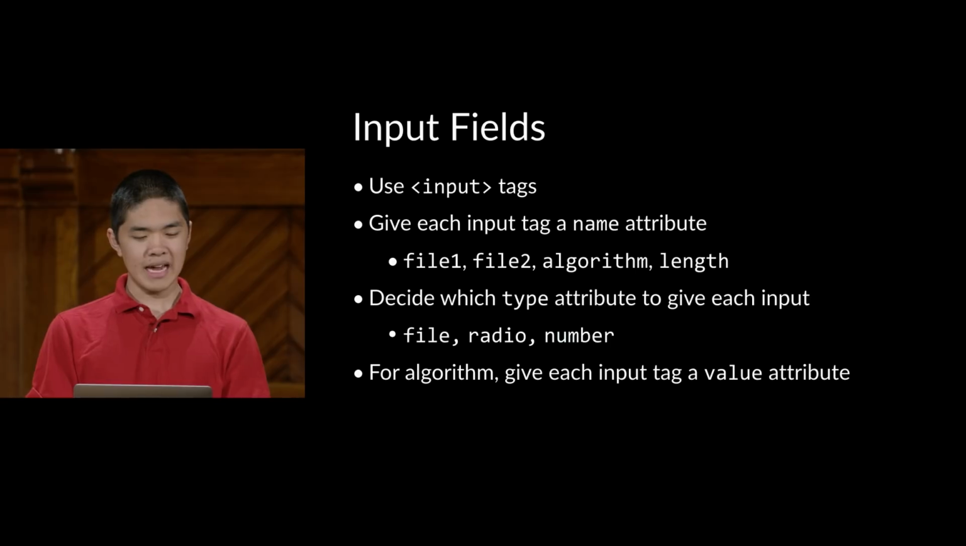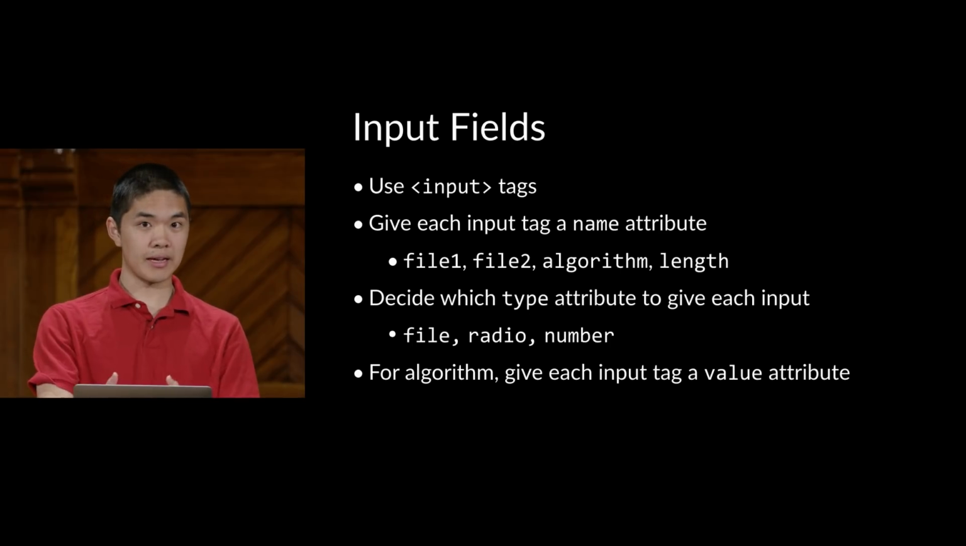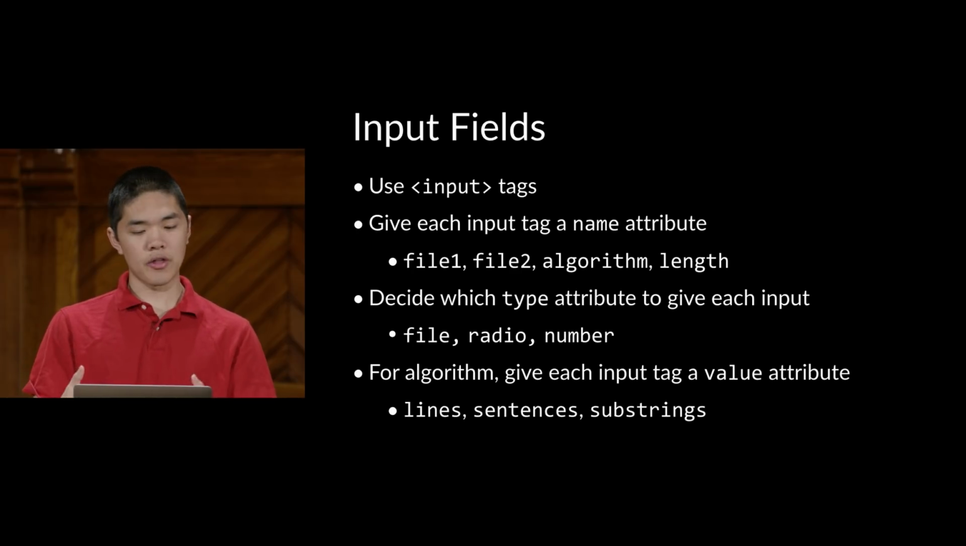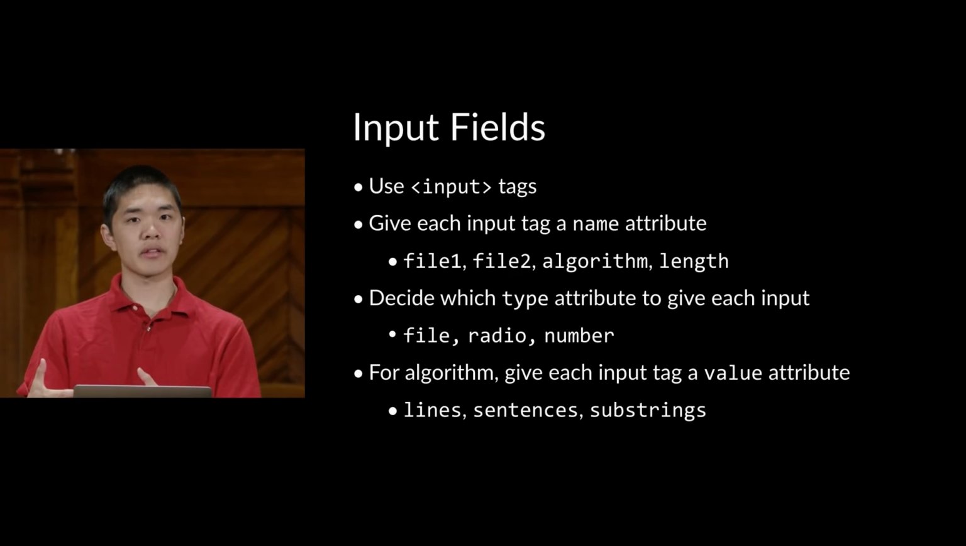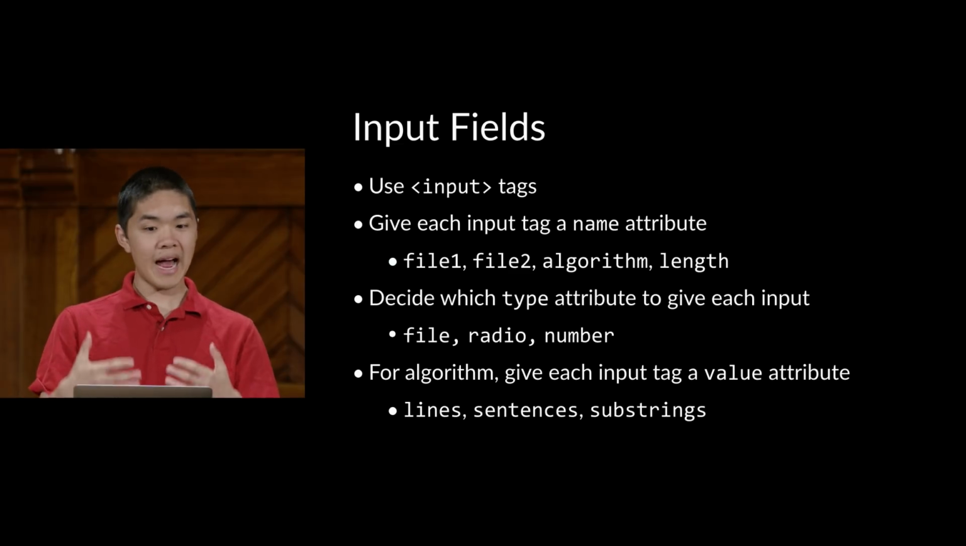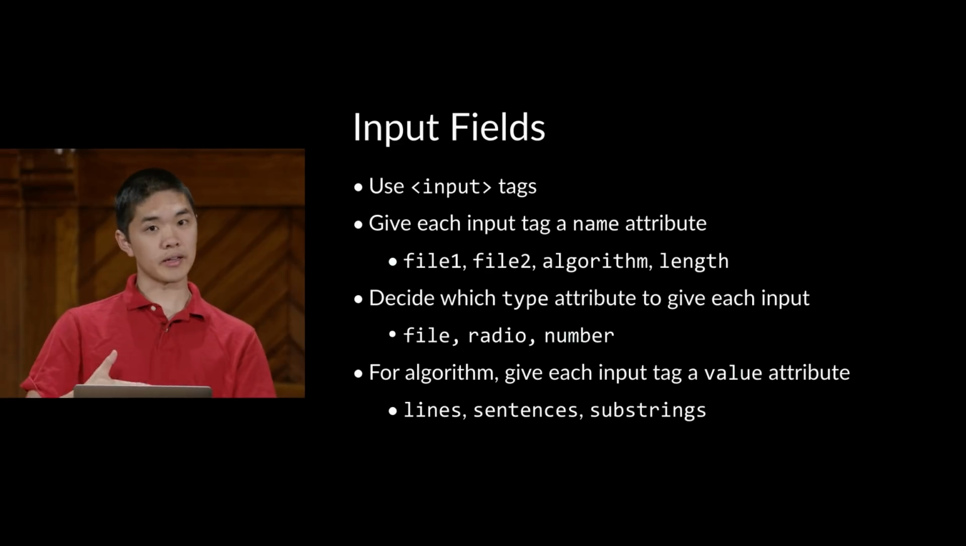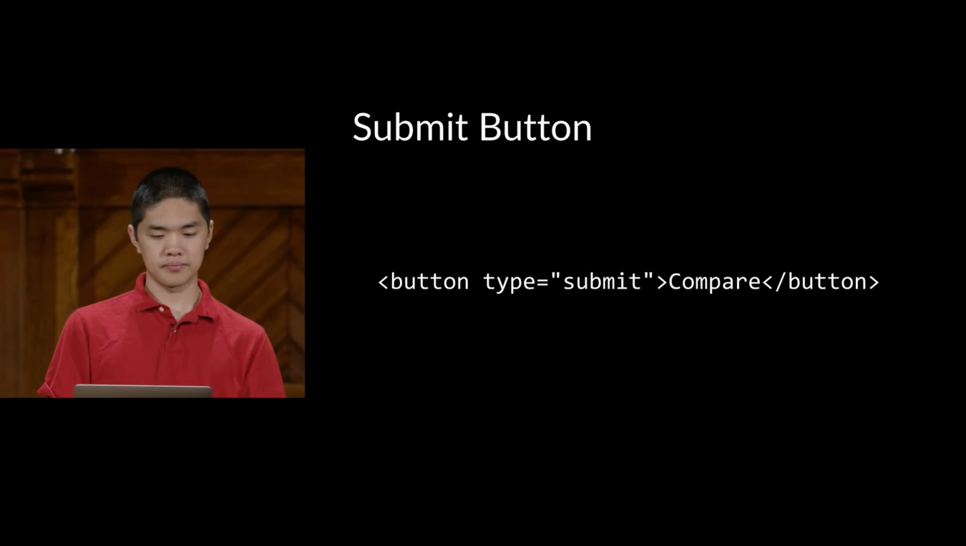And then finally, in the case of the algorithm, each input field is also going to need a value attribute in order to determine which algorithm specifically that input field is referring to. And in this case, the algorithm value might be lines, in the case of comparing based on lines in common, could be sentences, or it could be substrings. So make sure that your input fields have all of the required attributes that they'll need in order to be processed correctly by the web server.